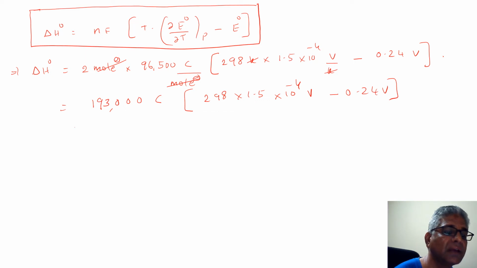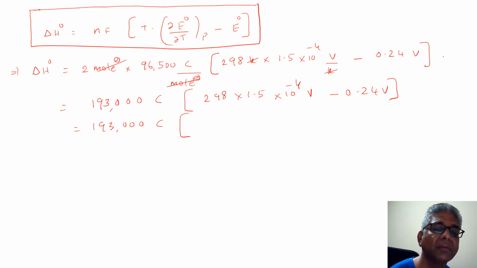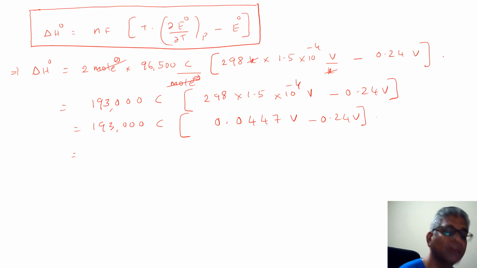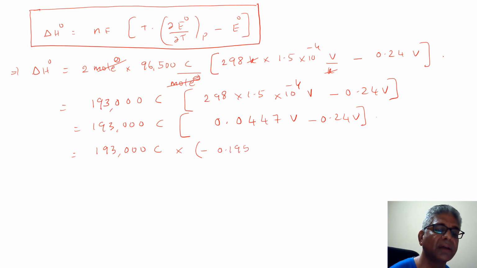And then if we calculate this value, 193,000 coulomb into 298 into 1.5 into 10 to the power of minus 4 volt turns out to be 0.0447 volt, minus 0.24 volt. So 0.0447 minus 0.24 is equal to minus 0.1953 volt, and this is multiplied by 193,000 coulombs.